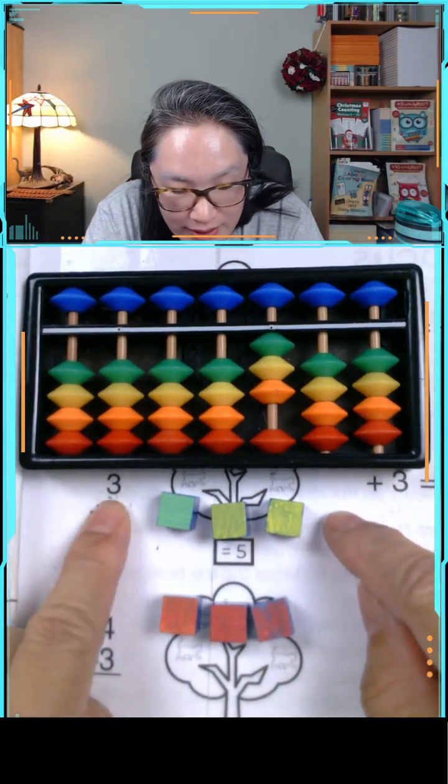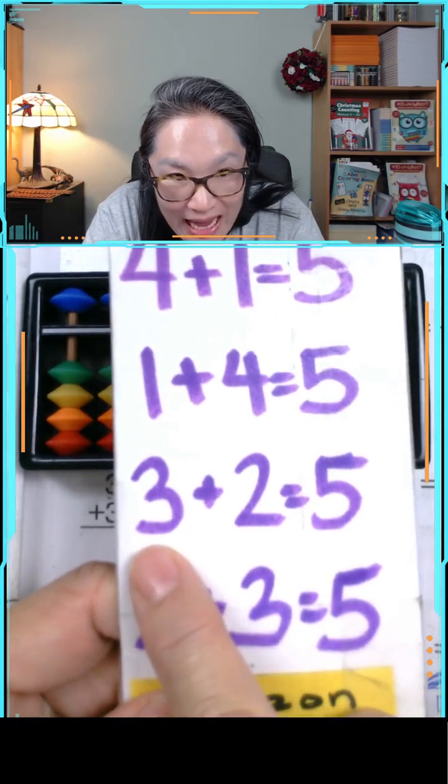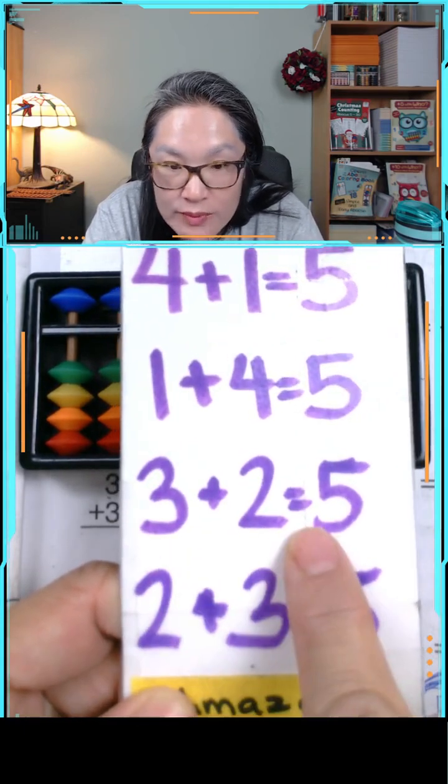So we're going back to here. Understand that when we make a 5, we know that 3 plus 2 is making a 5.